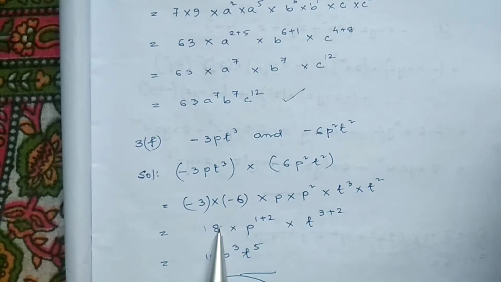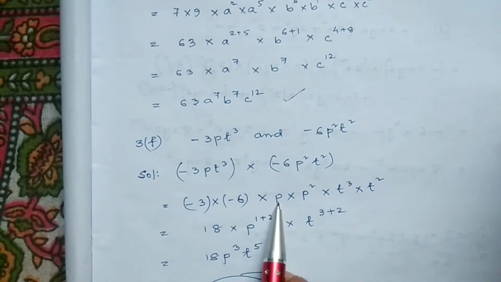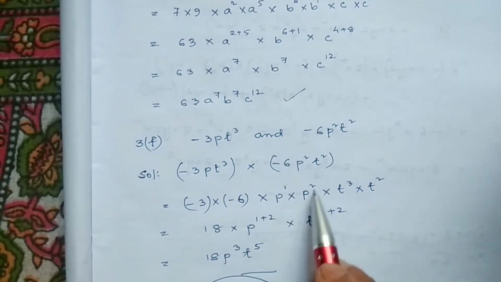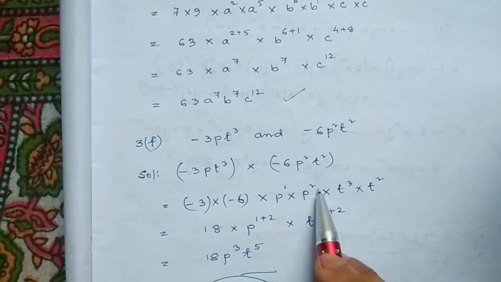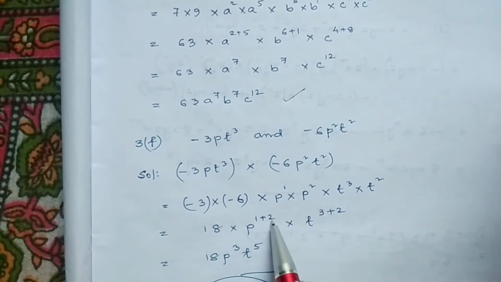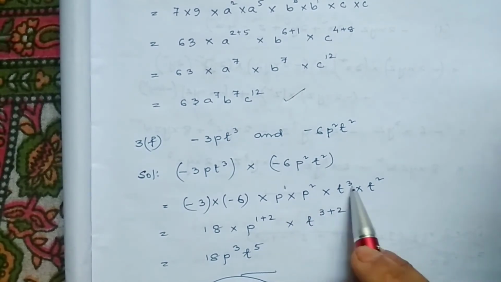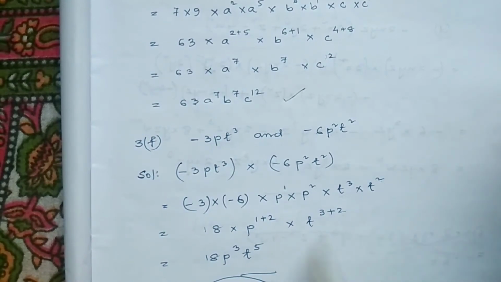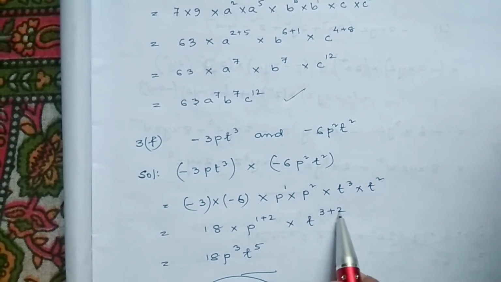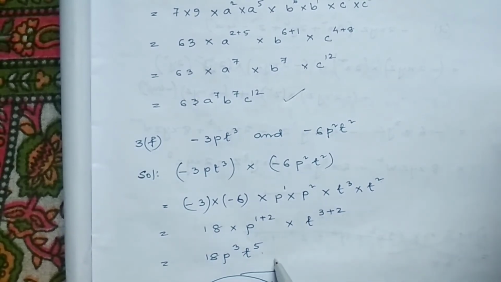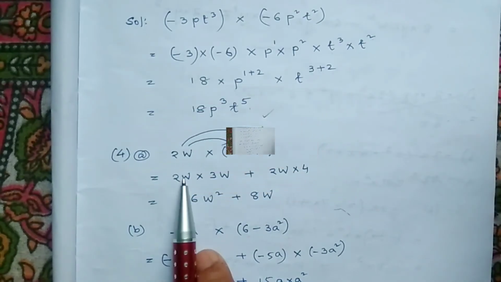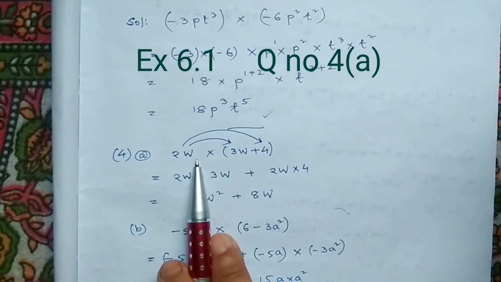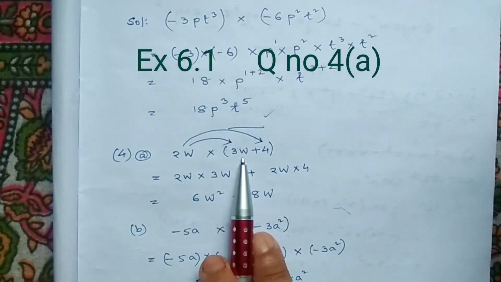3 6 is 18 into p to the power, here 1 is there and here 2. Bases are same, powers will be added. So p to the power 1 plus 2 and here t to the power 3 plus 2. Clear? Bases are same, we are adding the powers. So 18 p to the power 3 t to the power 3 plus 2. 3 plus 2 will be 5. So this is your answer. Find the product of 2w with 3w plus 4.